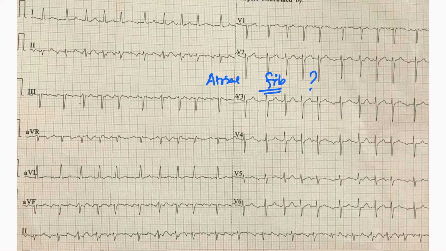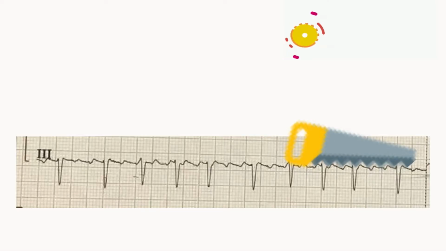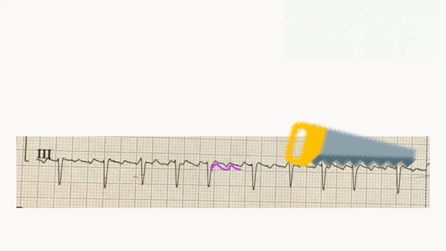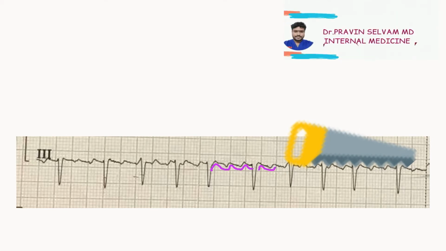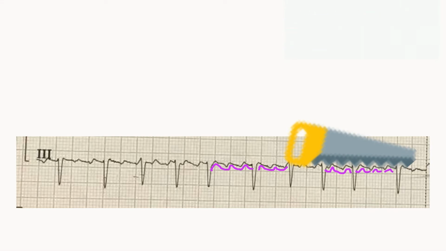The moment we say irregularly irregular rhythm, these beginners think that all irregularly irregular rhythm is atrial fibrillation, but it is not so here, because if you observe this lead very closely, I will zoom it up for you, there is an undulating baseline which I am going to draw now. You can see that I have kept an image of a saw over this and it collides very perfectly. This is called sawtooth pattern.